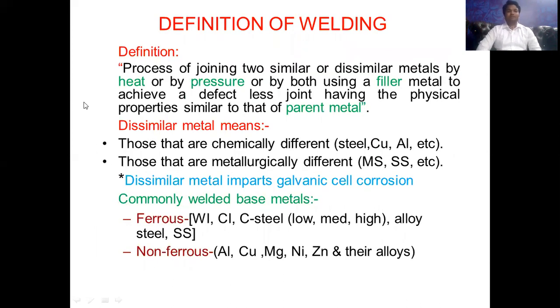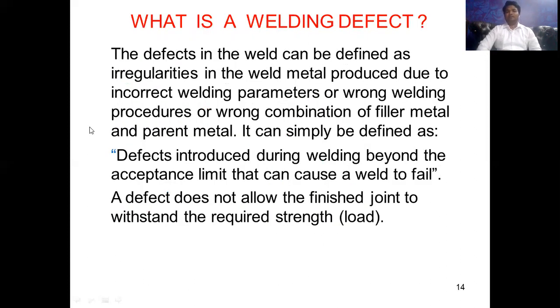So the definition of welding, we all know the definition: the process of joining two similar or dissimilar metals by heat or by pressure or by both, using a filler material, to achieve a defectless joint having physical properties similar to the parent metal or the base metal. The dissimilar metals means those that are chemically different: steel, copper, aluminum. Those are metallurgically different, that is mild steel, stainless steel, etc. So dissimilar metals impart galvanic cell corrosion. Commonly welded base metals are ferrous and non-ferrous. So this we have seen in the earlier lectures. What is a welding defect now?